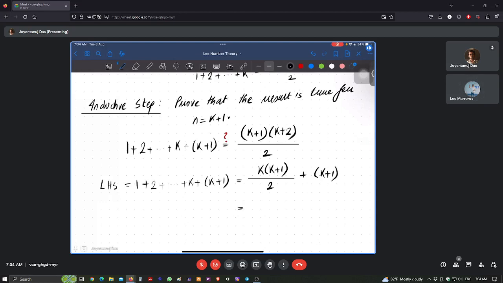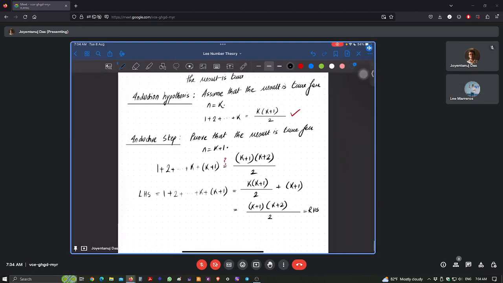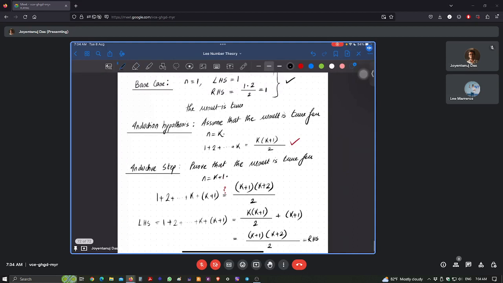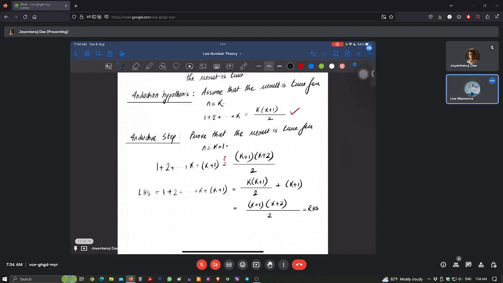Now if you simplify, what happens? k squared plus k plus 2k plus 2. Yes. Instead of multiplying, I can take k plus 1 common and then it will be k plus 2. So this becomes our RHS. So this holds, and from here we can say that the result is true for any integer n. This is how the induction proofs work.